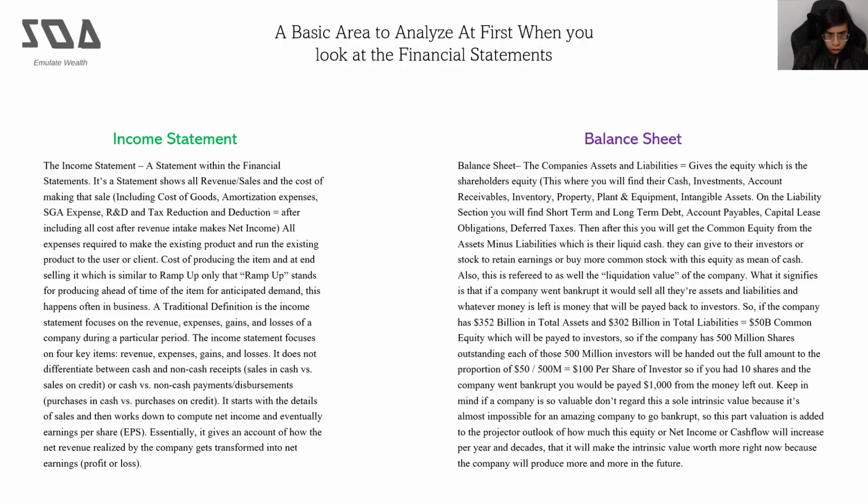A traditional definition is that the income statement focuses on the revenue, expenses, gains, and losses of a company during a particular period. The income statement focuses on four key items: revenue, expenses, gains, and losses. It does not differentiate between cash and non-cash receipts, which are sales in cash versus sales on credit, or cash versus non-cash payments or disbursements, as in purchases in cash versus purchases on credit. It starts with the details of sales and then works down to compute net income and eventually earnings per share. Essentially, it gives an account of how the net revenue realized by the company gets transformed into net earnings, from profits or losses. So that's the income statement.